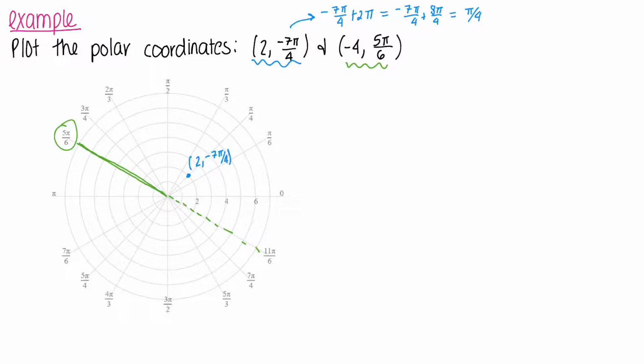So you go to 5 pi over 6, but now that r is negative, instead of moving this direction out 1, 2, 3, 4, you move in the directly backwards direction, 1, 2, 3, 4. And that would be your point right here. So this would be negative 4 comma 5 pi over 6.